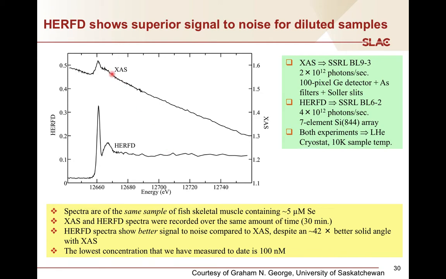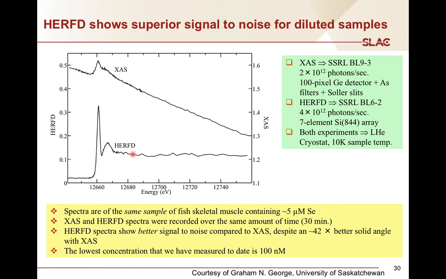And this is some selenide complex. These are from the same sample. It's a 5 micromolar selenium complex. And it's pretty hard to see here because of all this huge background. You have huge background with a teeny tiny broad signal. When you do HERFD, you get rid of all the background. And suddenly the signal is huge and it's sharp. And so that is the difference.